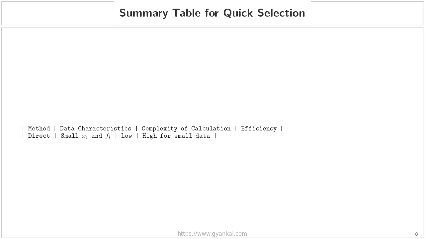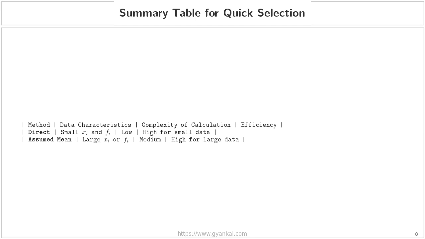First, let's look at the direct method. As we discussed earlier, this is your go-to approach when you are dealing with small values for both the class marks, x sub i, and the frequencies, f sub i, because the numbers are small. The complexity of the calculation is low, making it highly efficient for simple datasets.